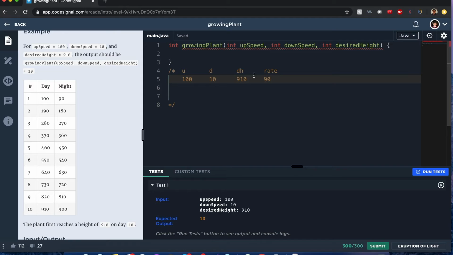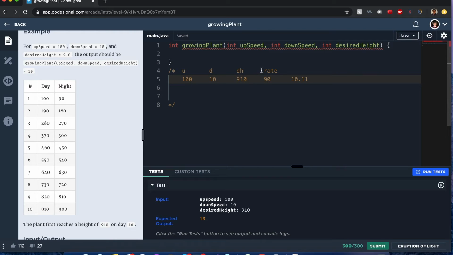Now, usually we could find the number of days by doing the desired height divided by the rate. In this case, it's going to take about 10 point something days to reach that desired height. But it doesn't account for the situation that it could reach that desired height right away within the 10th day, because even though it goes down by a little bit, we can't round up, since 11 days is incorrect. It actually reaches the desired height on the 10th day. So how can we include that one?